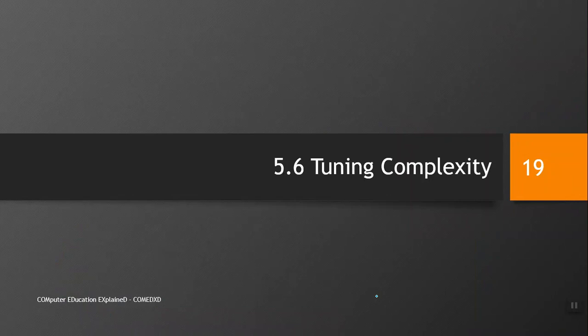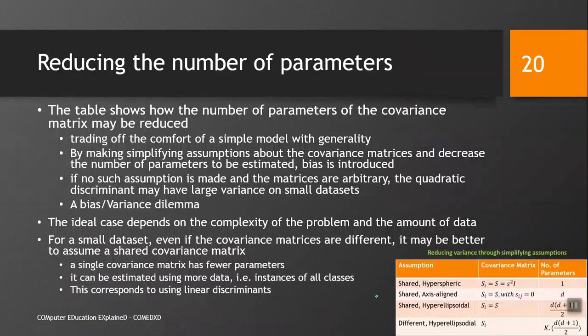Tuning the complexity. Reducing the number of parameters. Previously we have seen that if the number of parameters is high and the data set size is small, we need to reduce the number of parameters or we need to reduce the number of features. The table shows how the number of parameters of covariance matrices can be reduced. You must be able to understand every point of this table.